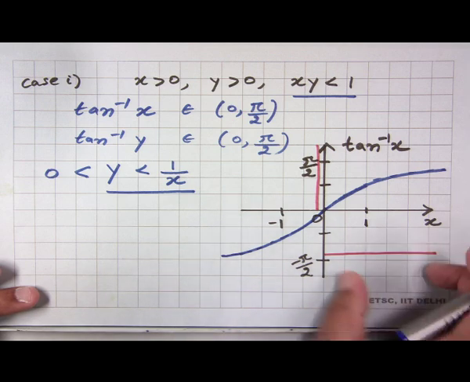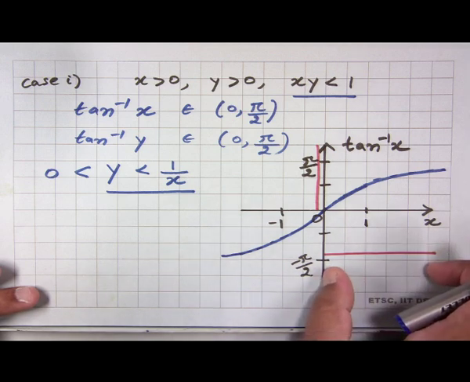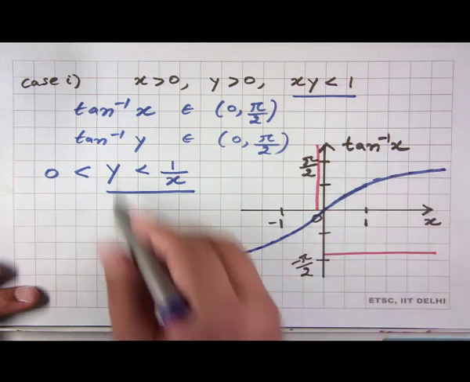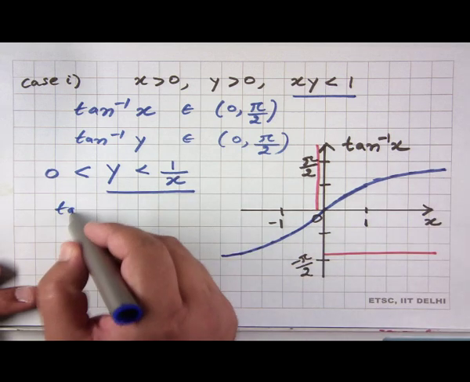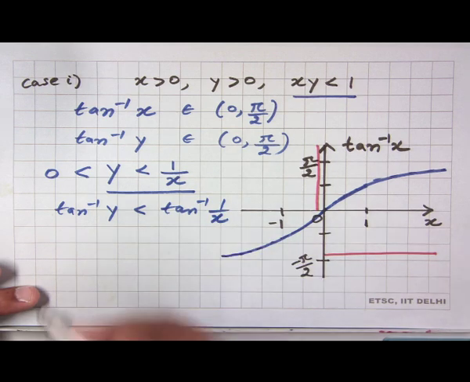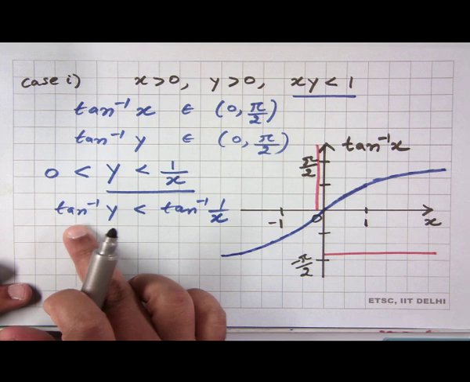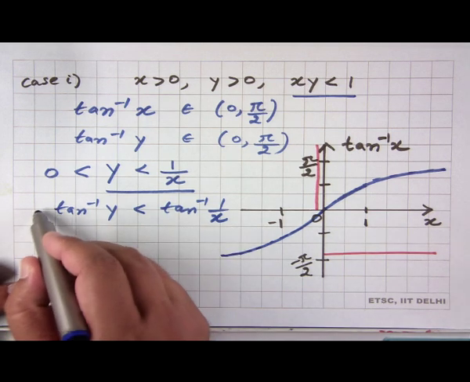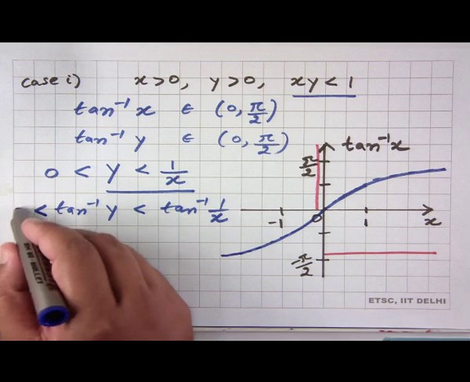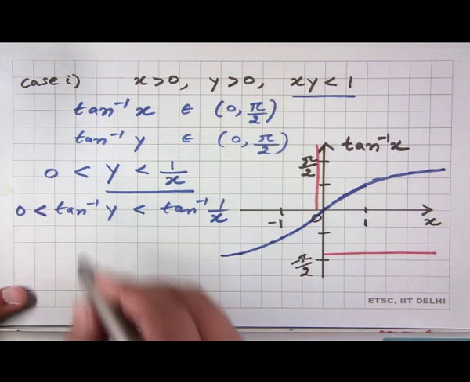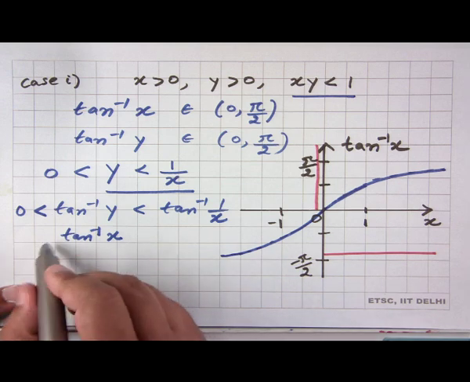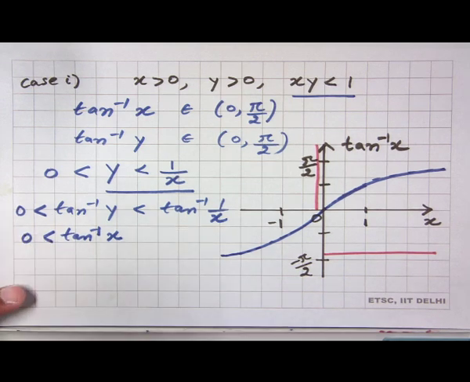Now, you see that on the positive side of the horizontal axis, the graph of tan inverse x is monotonically increasing, and therefore, from here we can say that tan inverse y is less than tan inverse 1 over x. Now, we add tan inverse x on both the sides. Of course, we have a greater than 0 sign over here, and we also know that tan inverse x is greater than 0 because both x and y are positive.